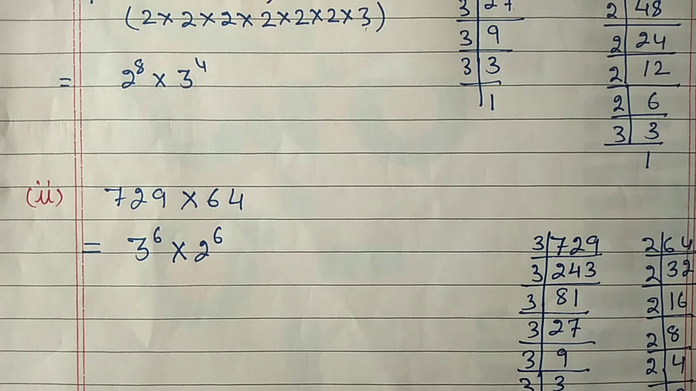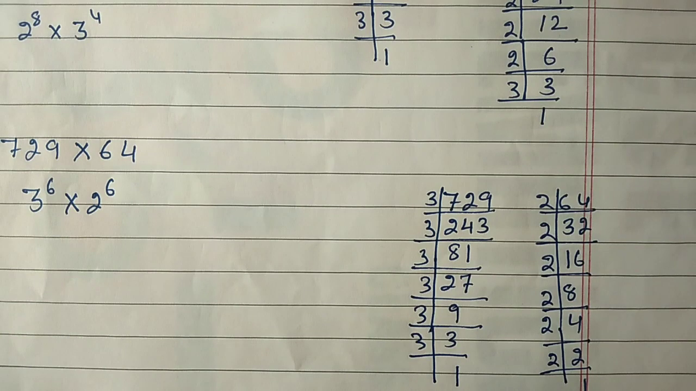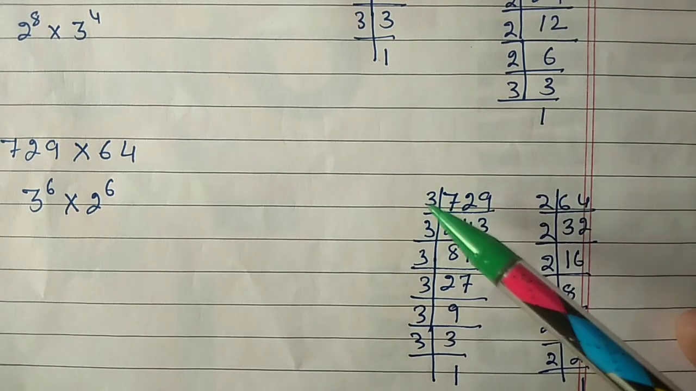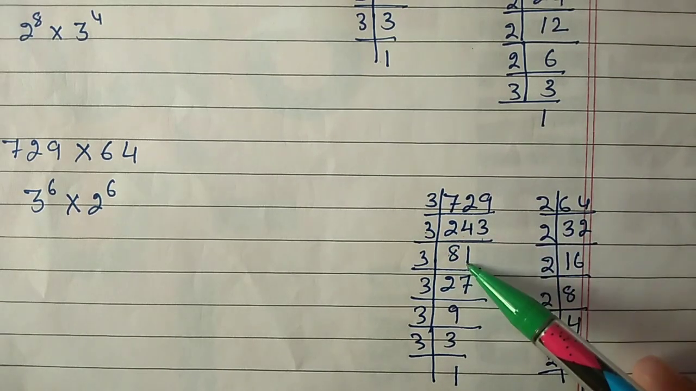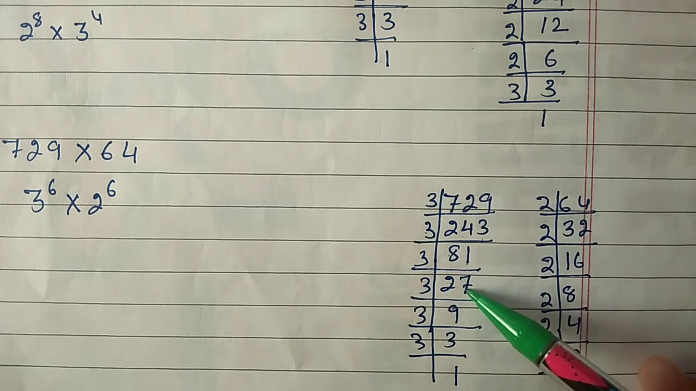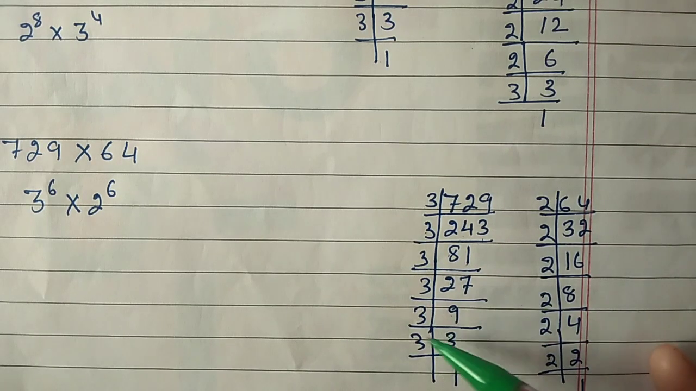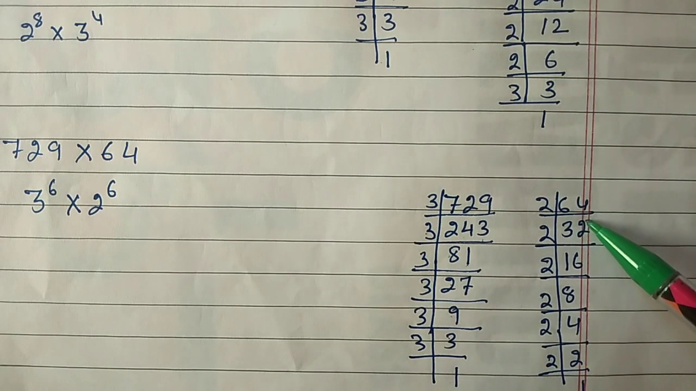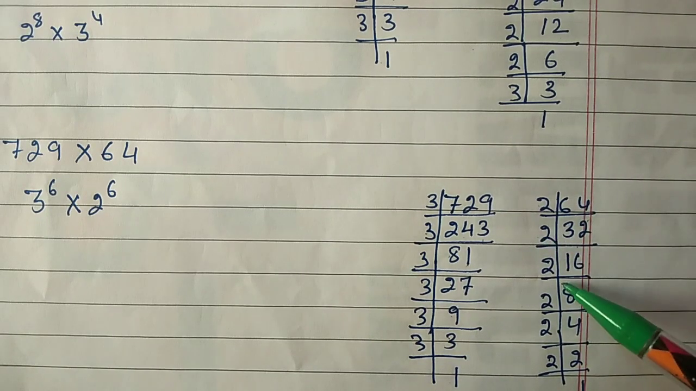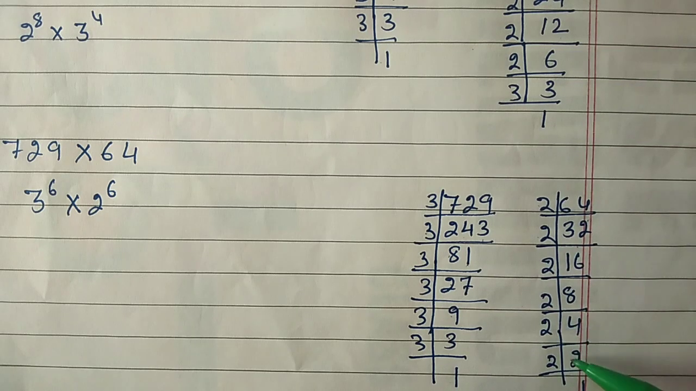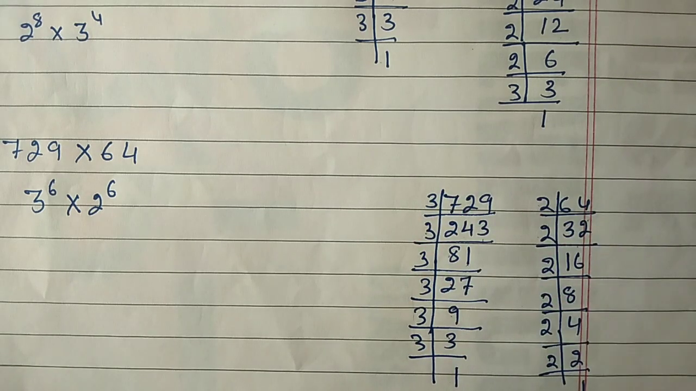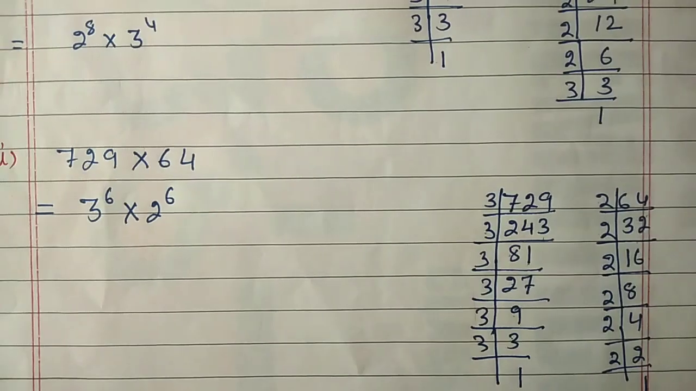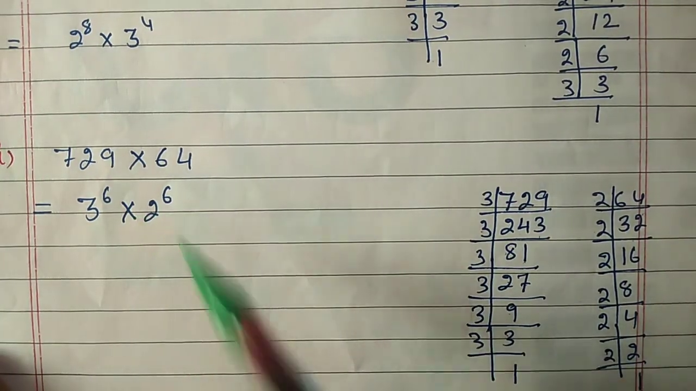Second part, 729 multiplied by 64. So do the factorization of 729. It is an odd number, so we will check from 3 first. 3 243, 3 81, 3 27, 3 9, 3 3 and 3 1. Same thing for 64 also. 2 32, 2 16, 2 8, 2 4, 2 2 and 2 1. So here we are getting 3 six times and 2 six times. We can write it as 3 to the power 6 multiplied by 2 to the power 6.